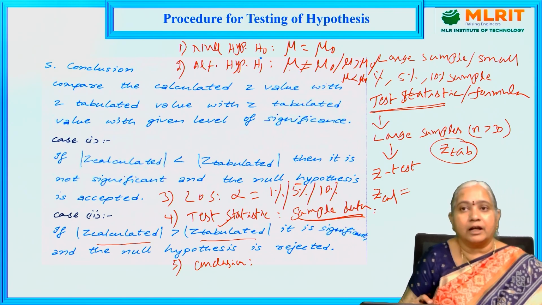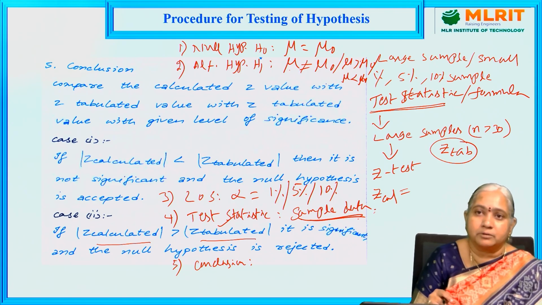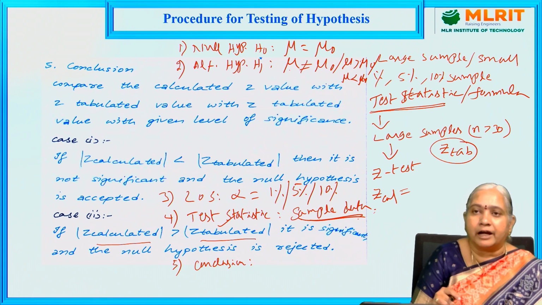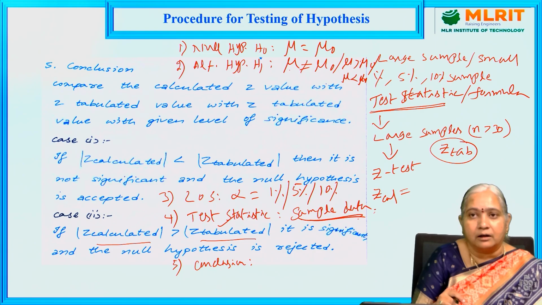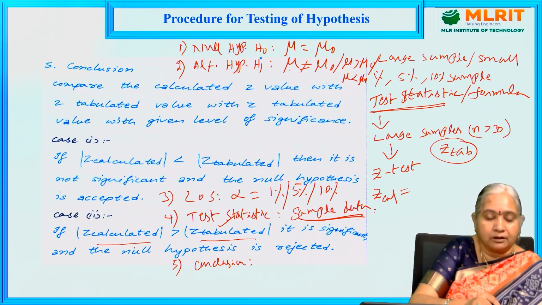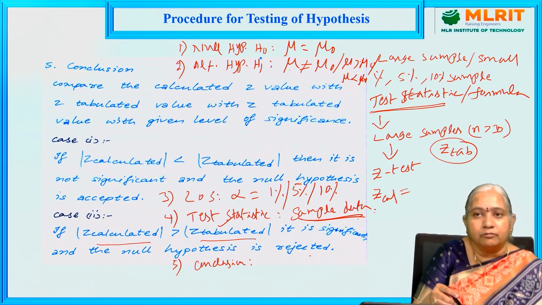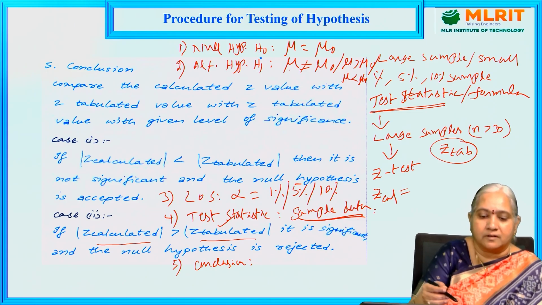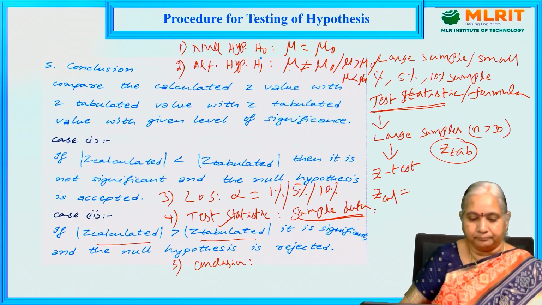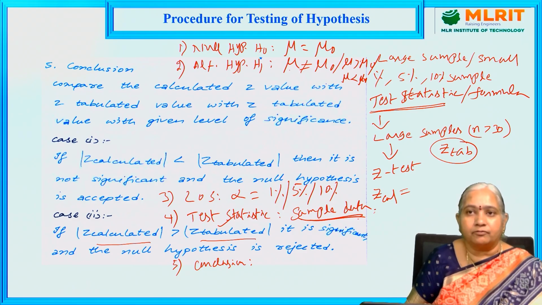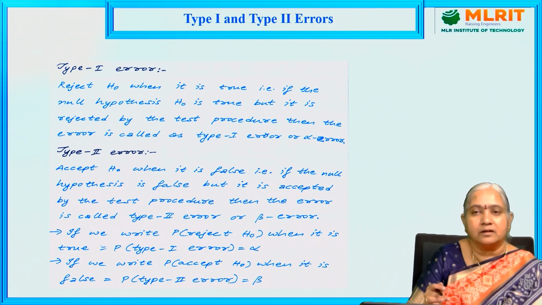If the calculated value is less than the tabular value, we accept our null hypothesis H0, or we accept our claim, the claim we have given about the population parameter. Or if the z calculated value is greater than the tabular value, then we reject the null hypothesis. Obviously, we are accepting the alternative hypothesis. This is about the testing of hypothesis based on sample data.